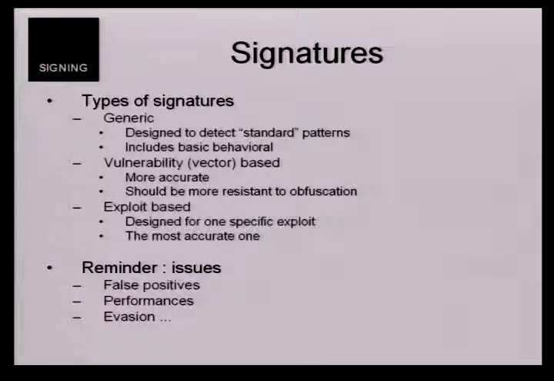Then we've got the vulnerability or vector-based attack signatures. These kinds of signatures are supposed to be more accurate because they are going exactly to sign the vulnerability and the way it's been exploited. So they should be quite resistant to any kind of obfuscation, very accurate, but we'll see it's still not perfect.